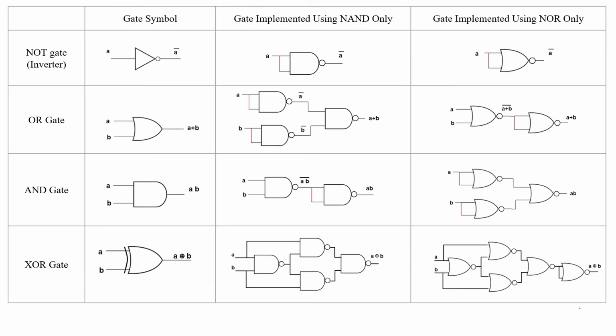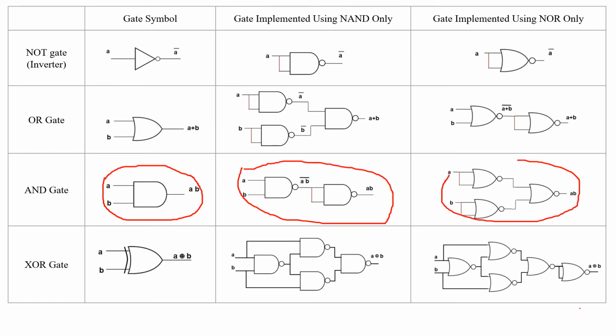This slide summarizes how we can implement the basic gates NOT, OR, and XOR gate using universal gates only, whether using NAND gates or using NOR gates. For example, we can implement the AND gate using 2 NAND gates connected this way, or using 3 NOR gates connected this way. All of these 3 circuits are equivalent in terms of functionality, or logic-wise. They have the same output given A and B as inputs, or any 2 variables actually.